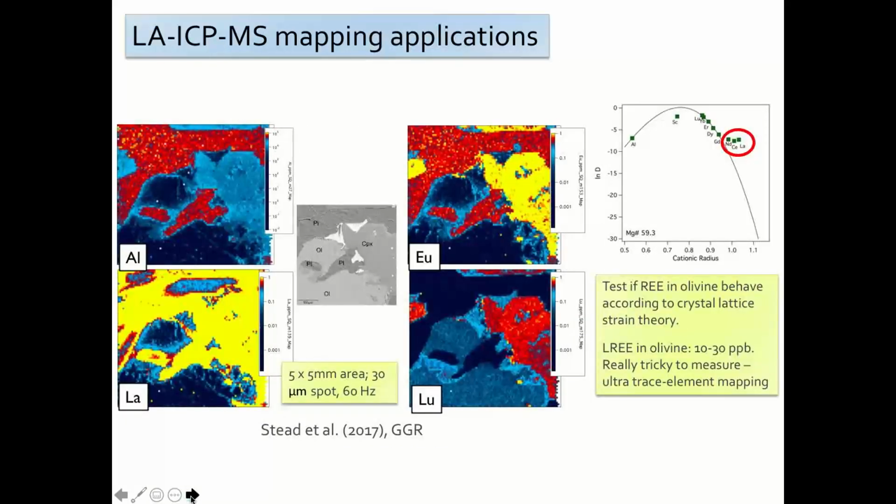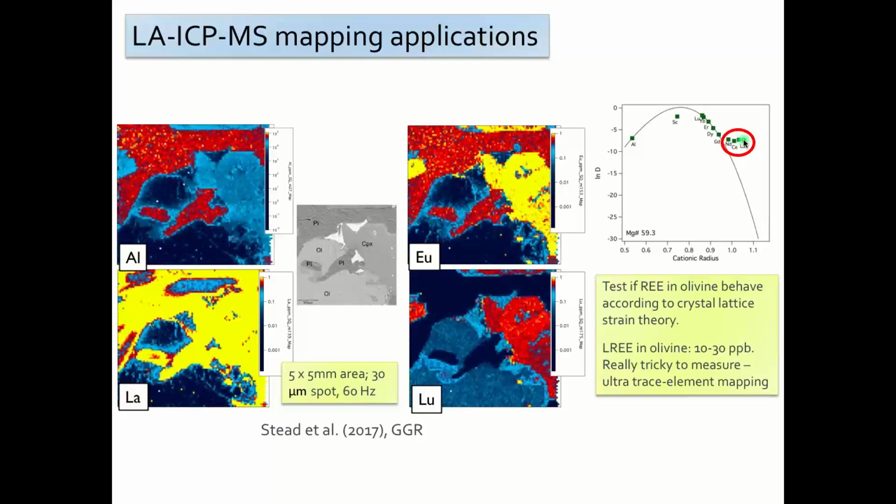Another application I'm going to show you is trace element mapping of olivine. This is a paper, again by a colleague, from 2017, Claire Stead. In it, she was looking at olivine with the goal of trying to see if the rare earth elements in olivine behave according to crystal lattice strain theory. So here's an Onuma diagram, partition coefficients on the y-axis and cationic radius on the x-axis. And you can see this deviation of the light rare earths off the Onuma trend.